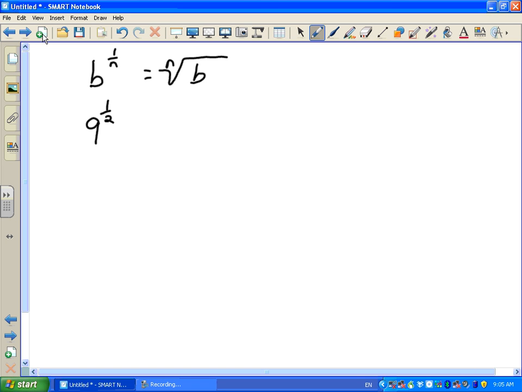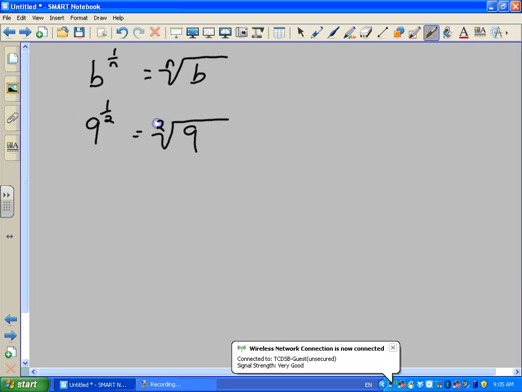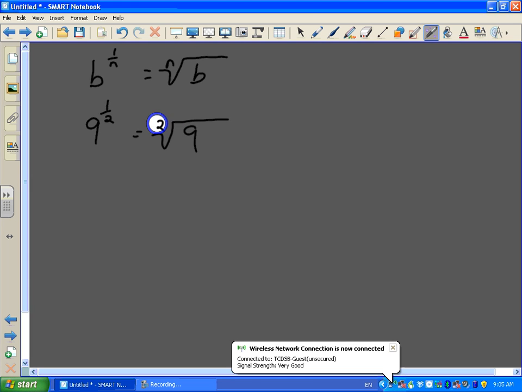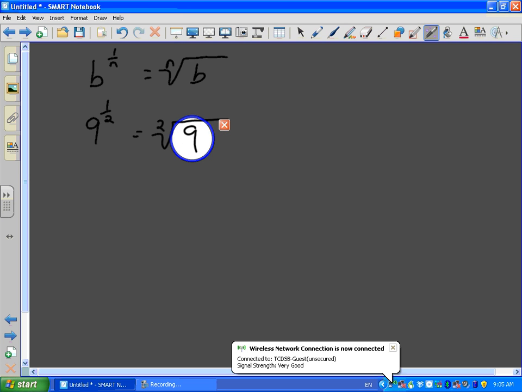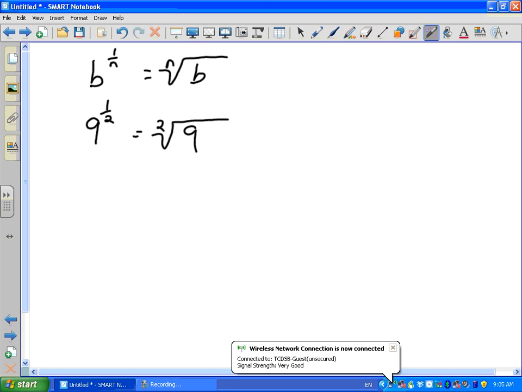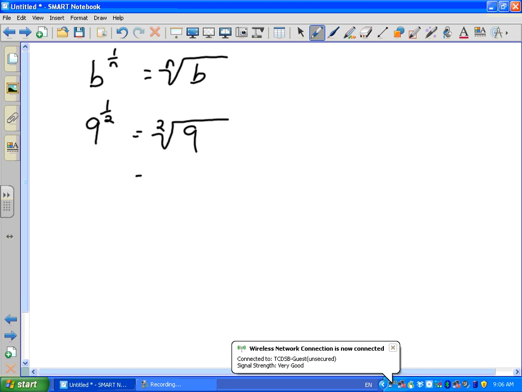What they're asking for is the second root, which we know as the square root, that's what we call it, of 9. So this little 2 here tells us how many times we have to multiply a number by itself to get this answer. So I need to multiply a number by itself twice to get 9. Anyone know what number that is, Ian? 3, that's right. The square root of 9 is 3.